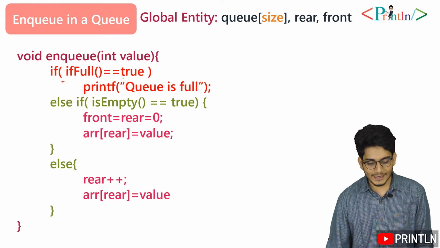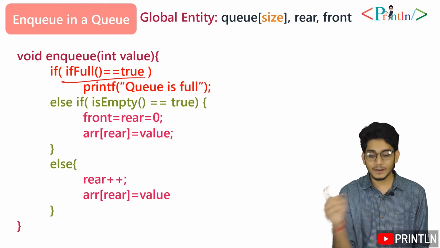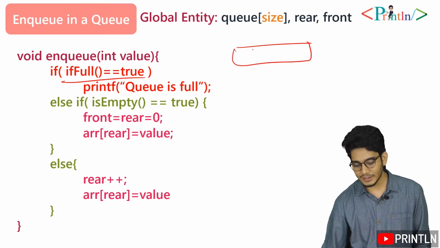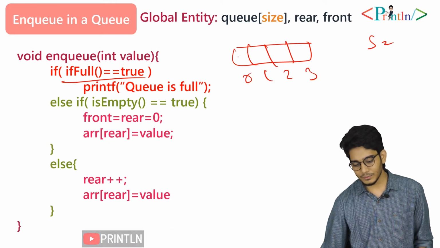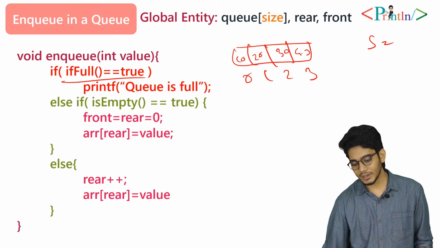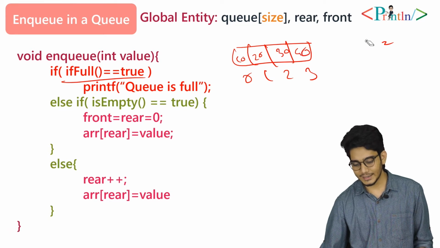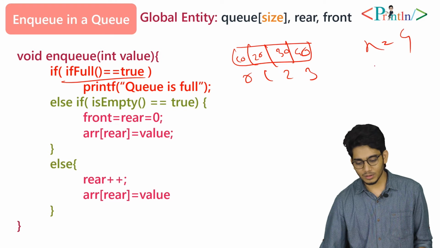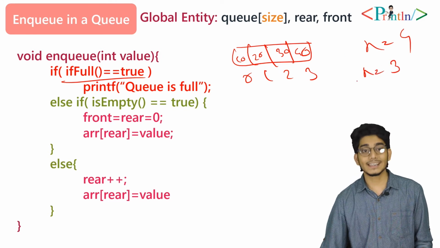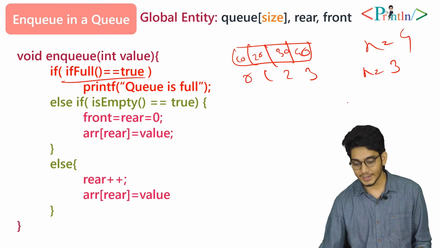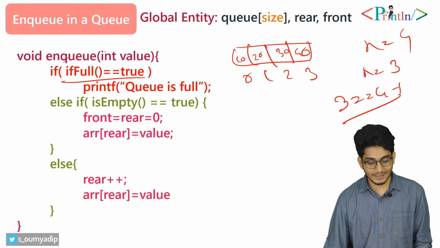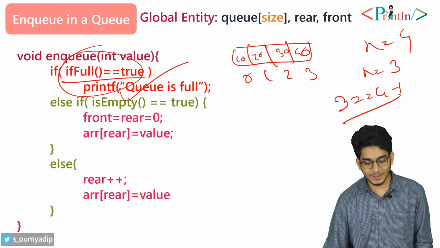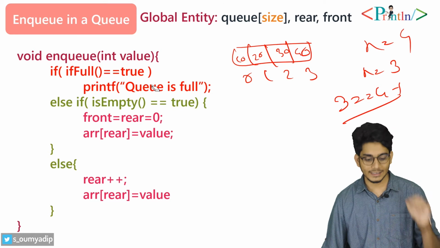At first we'll check whether our queue is full or not. Let's say we have 4 elements within our queue, at indices 0, 1, 2, 3: 10, 20, 30, 40. The size of the queue is, let's say, n. Size of the queue is 4, so our rear is also at 3. So how can we check whether our queue is full or not? We'll just check whether 3 equals 4 minus 1 or not. If it's true, then we'll simply say our queue is full, you cannot insert anything.